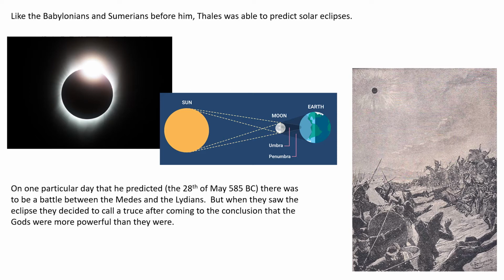Now, the reason this is so famous is because Thales predicted this eclipse on this day. This is one of the only examples of a battle during this period when we know the exact date on which it took place.